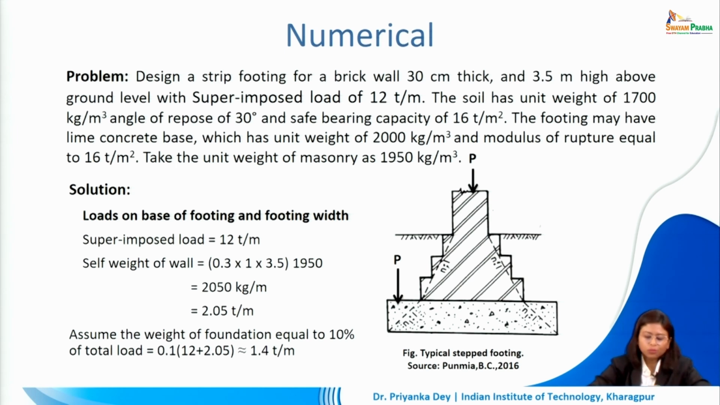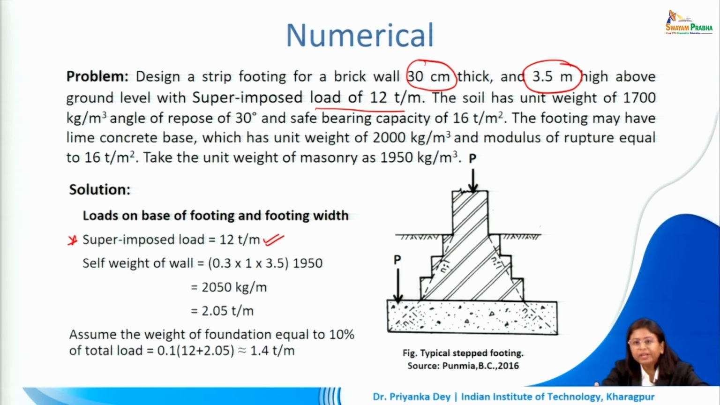The first thing we know is that the superimposed load of 12 ton per meter has been applied on our wall. So, per 1 meter there is a 12 ton load coming down. So, that is the first element that we have to take into consideration. But the wall in the superstructure also has a certain self weight which is going to be placed on this footing. So, how do we calculate the self weight of the wall? We know that the width of the wall is 30 centimeters, that is the thickness of the wall, and the height of the wall is 3.5 meters.